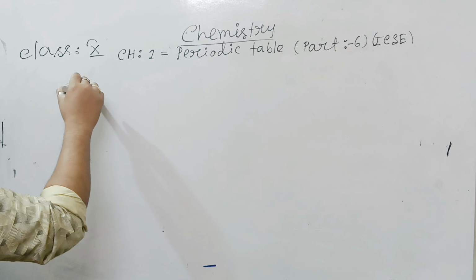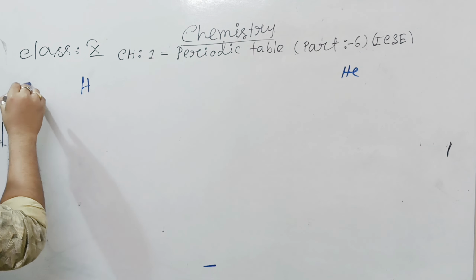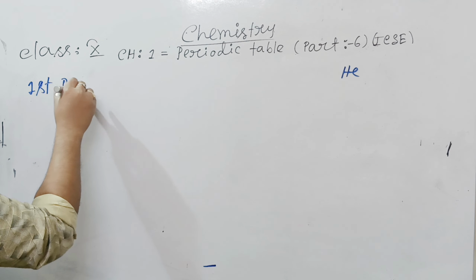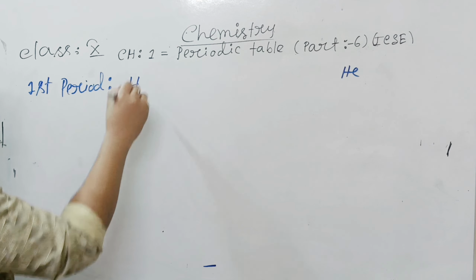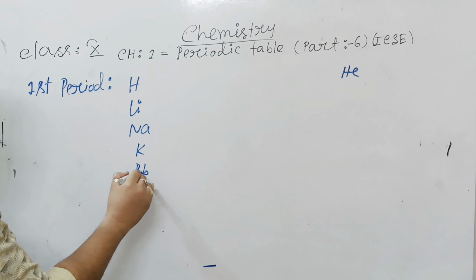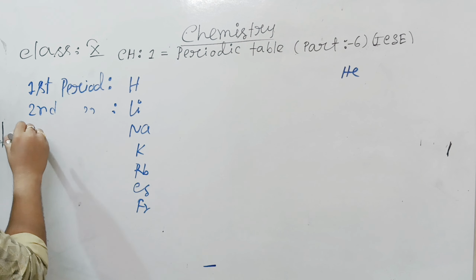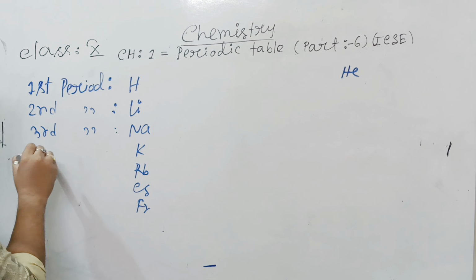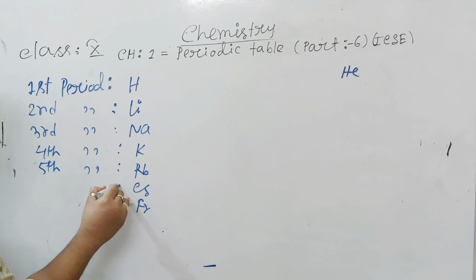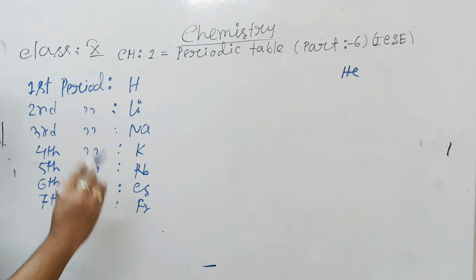Okay, if we see the periodic table, first is hydrogen, then helium. So obviously this is the first period, and the first element is hydrogen. Hydrogen, lithium, sodium, potassium, rubidium, cesium, francium. So it is the first period, then second, then third, fourth, fifth, sixth, and 7. So how many periods do we have? 7.